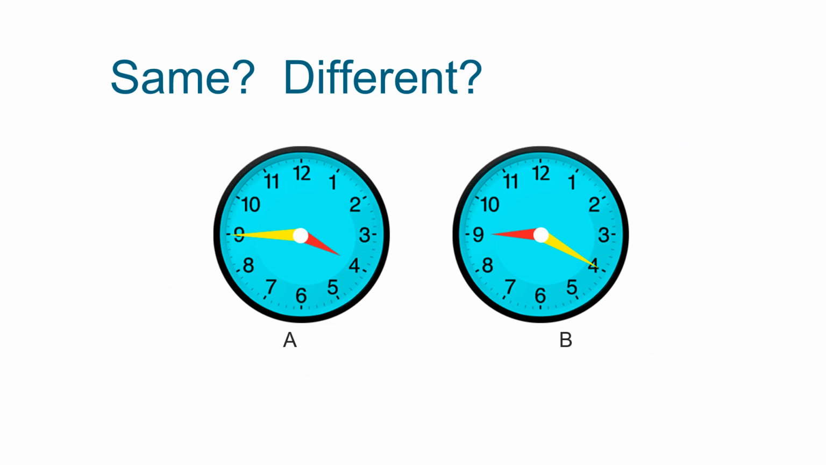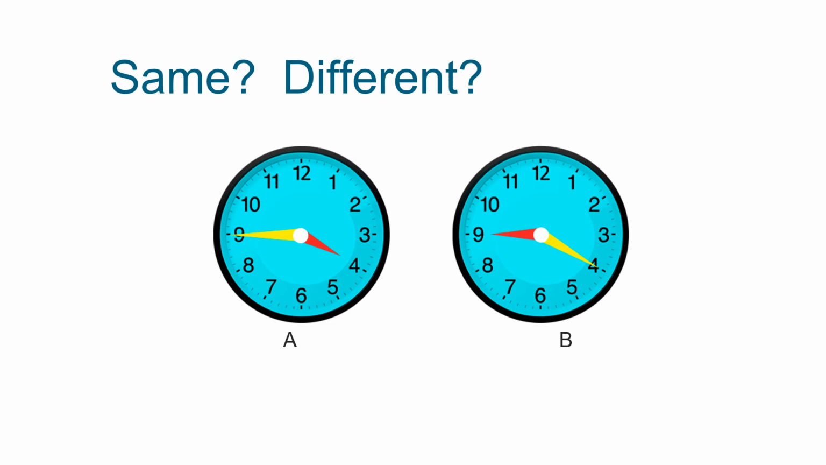There are many ways these clocks are the same. They both have blue faces, they both show a yellow minute hand and a red hour hand, and they both have hands near the 4 and near the 9. They are different because the hour hand is on the 4 in clock A and the minute hand is on the 4 in clock B.